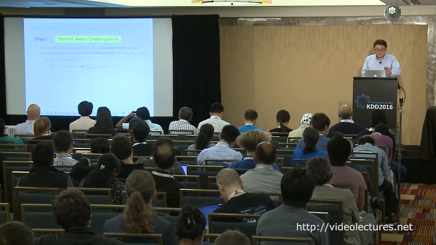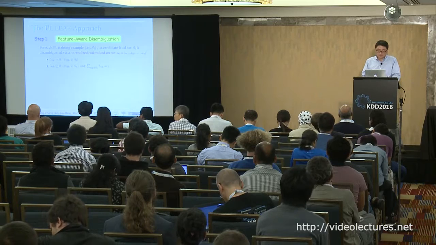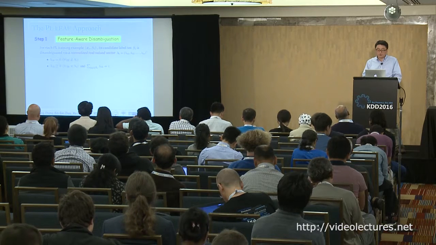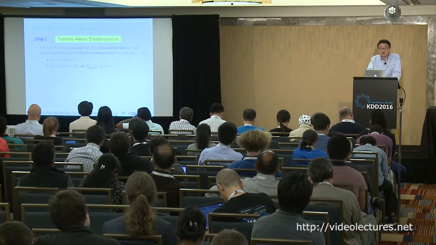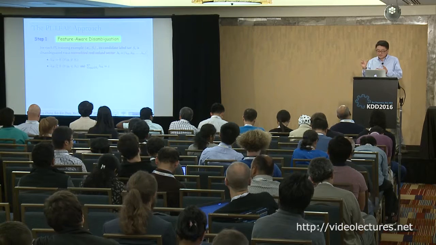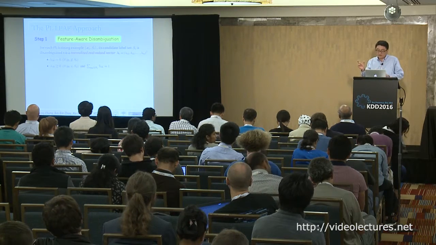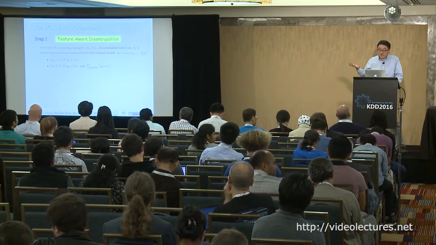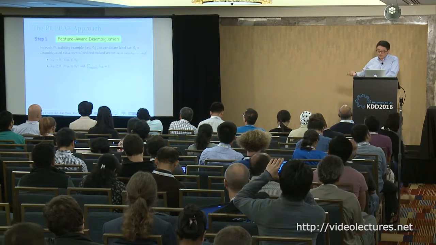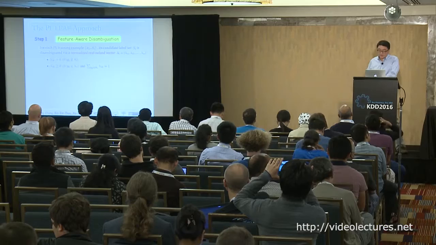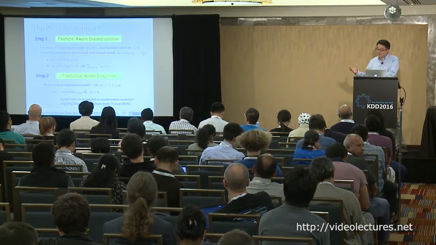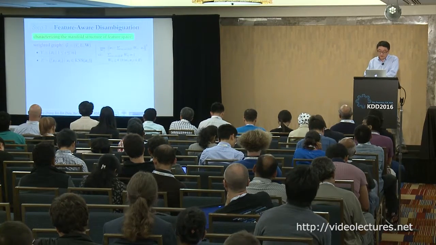Okay, so the approach this paper proposed has two steps. The first step is called feature-aware disambiguation. The overall goal is, based on the input, to compute the probability distribution over the candidate labels. Suppose we have three candidate labels. We want to compute the probability for each label to be the true label. The second step is to make use of this cleaned data to build the regression model.